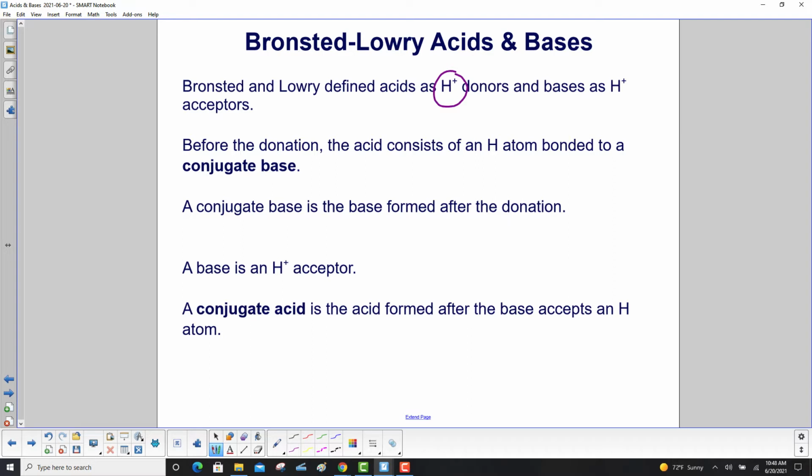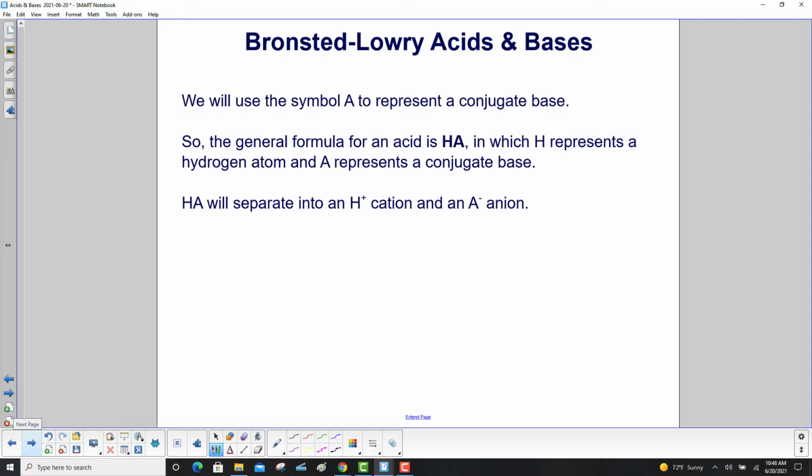Before the donation, the acid consists of an H atom bonded to a conjugate base. A conjugate base is the base formed after the donation. A base is a proton acceptor. A conjugate acid is the acid formed after the base accepts a hydrogen atom. We'll use the symbol capital A to represent a conjugate base.